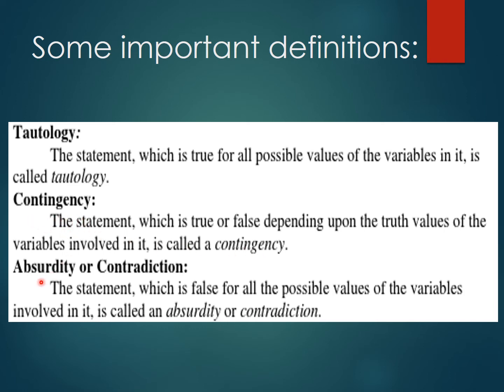Absurdity or contradiction: the statement which is false for all possible values of the variables involved in it is called an absurdity or contradiction. Meaning if your answer column has all false values, then it is known as an absurdity or contradiction.